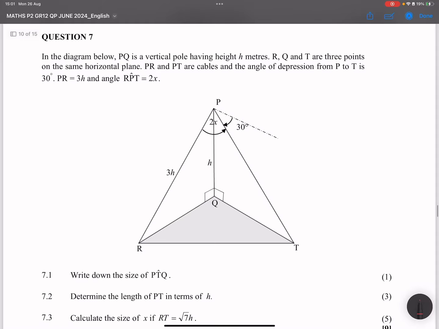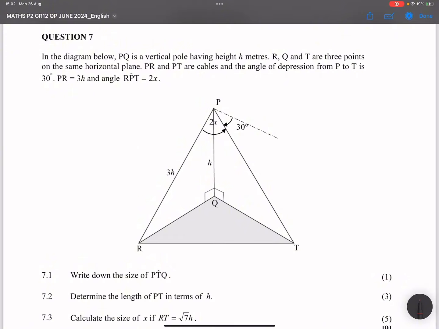And now for question 7, they say in the diagram below, we've got PQ, which is a vertical pole, having a height of h meters. R, Q and T are 3 points on the same horizontal plane, and PR and PT are cables, and the angle of depression from P to T is 30 degrees. Right, so we are given all of that there. And they say PR is 3h and angle RPT is 2x.